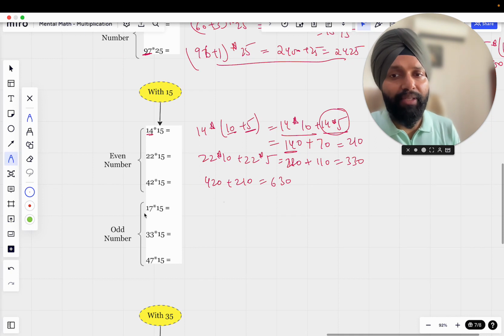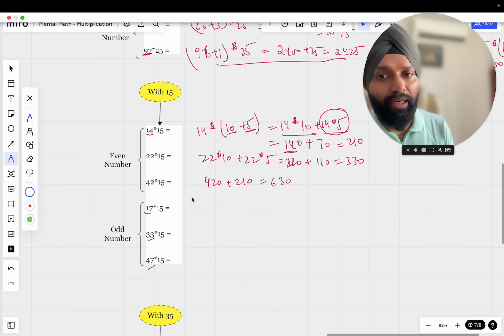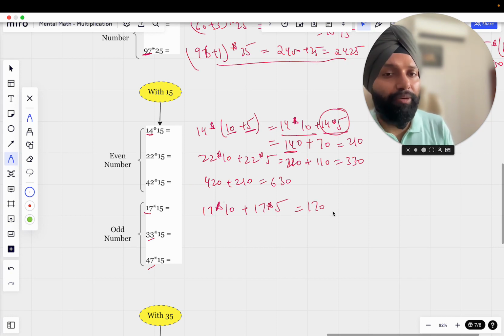Now if we have instead an odd number, the method is going to remain the same. It may be slightly more difficult, because you will see that. So it's 17 into 10 plus 17 into 5, so which is 170. Now you need to calculate half of 170. So you can see half of 170, you'll need to think about it a little, which is 85. So it is 255.